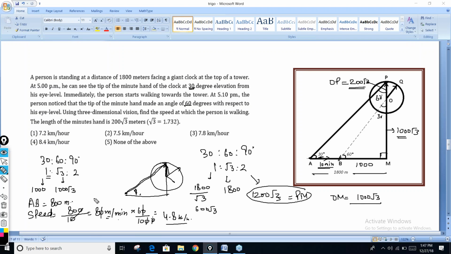Now 1000 root 3, it's in front of 60 degree. So root 3 denotes 1000 root 3. So 1 will denote 1000. So the side in front of 30 is 1000. So this will be 800. So 800 meter in 10 minutes. So the speed is 80 meter per minute.